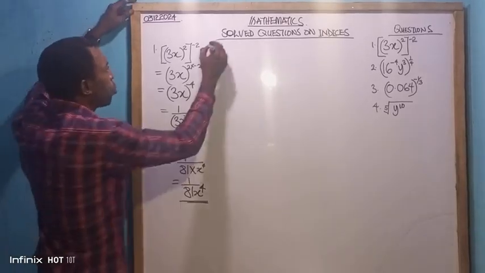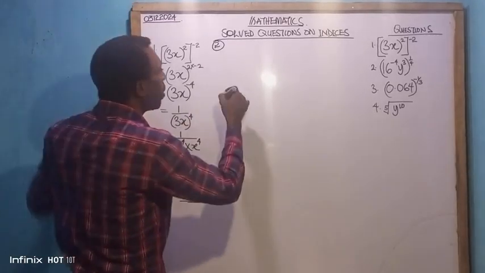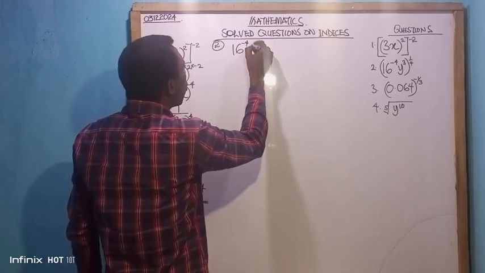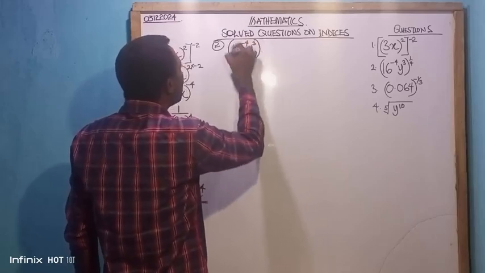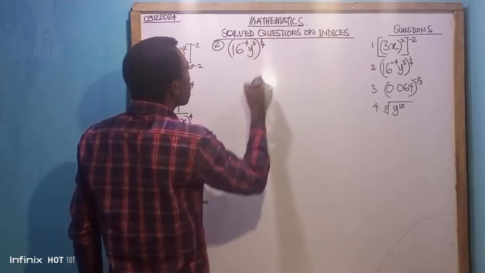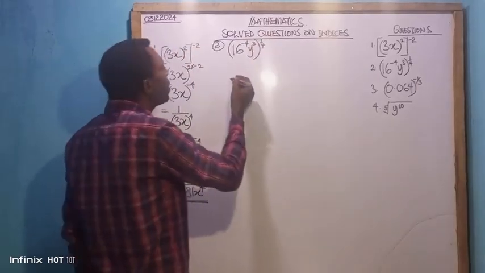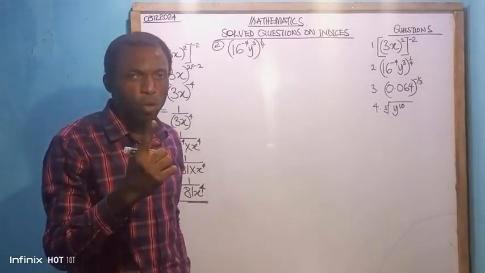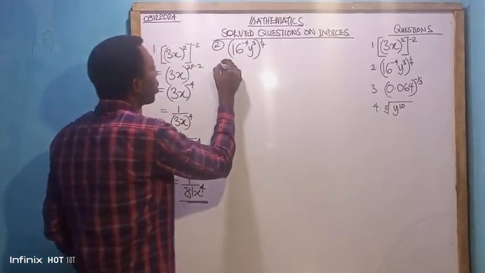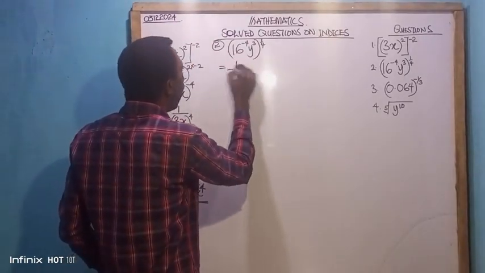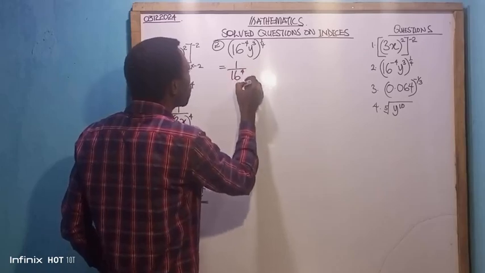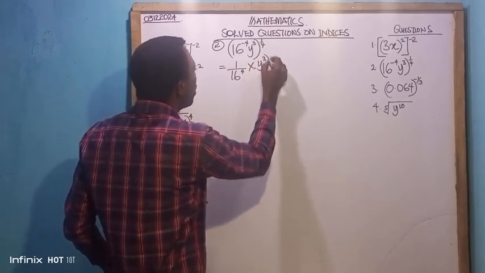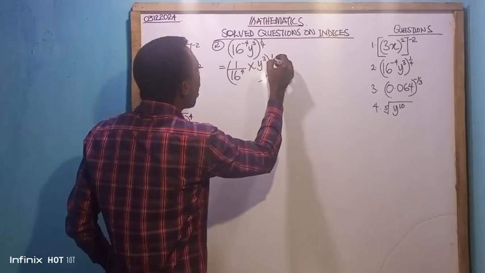Now we move straight forward to number 2. Number 2 says 16 raised to power minus 4, then y raised to power 3, all raised to 1 over 4. When you look at something like this, the first number, 16 raised to power minus 4, has a negative power, so it's going to be a reciprocal. That will be 1 over 16 raised to power 4, multiplied by y raised to power 3, all raised to 1 over 4.